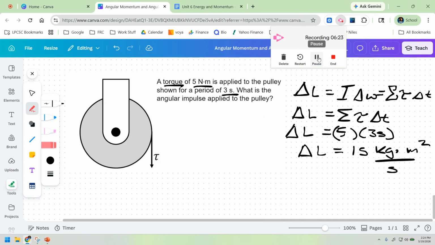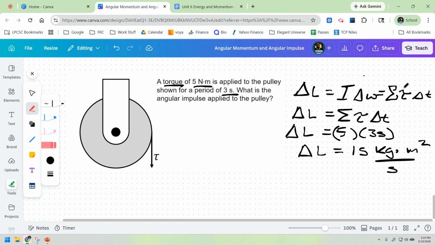All right, so real quick, this problem here, we have torque of 5 Newton meters that are applied to this pulley for 3 seconds. What is the angular impulse applied to the pulley? So the formula is just the change in angular momentum is equal to the rotational inertia times the change in angular velocity, or the sum of the net. When I write it this way, it's the sum of all the torques, or you could think of this as the net torque. Okay, so what's the net torque? Well, it was 5. What's the time? 3. Multiply those two together, I get 15 kilogram meters squared per second.